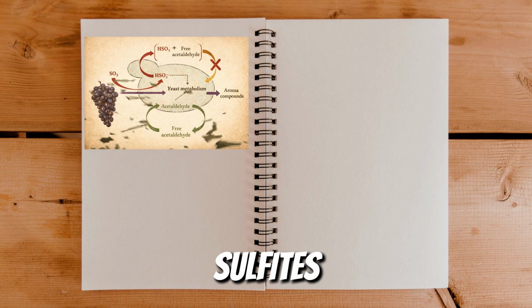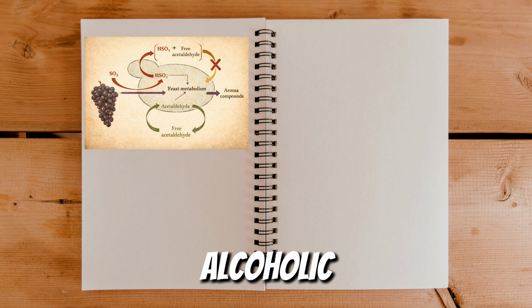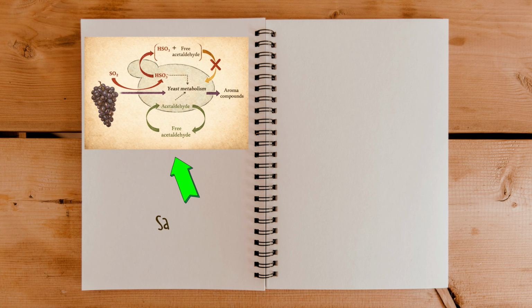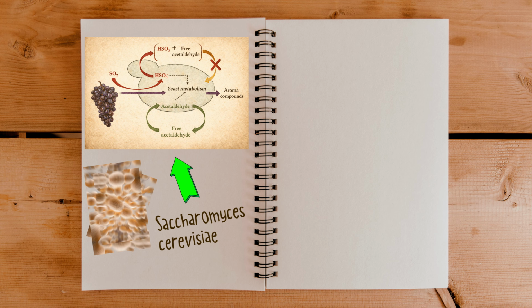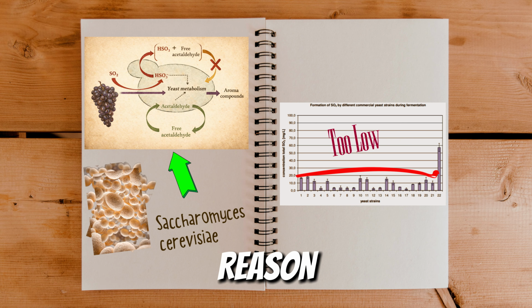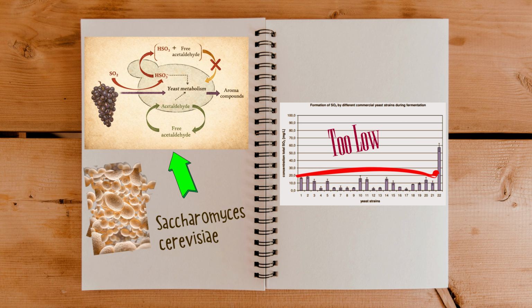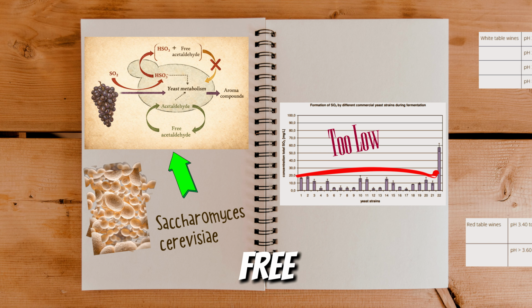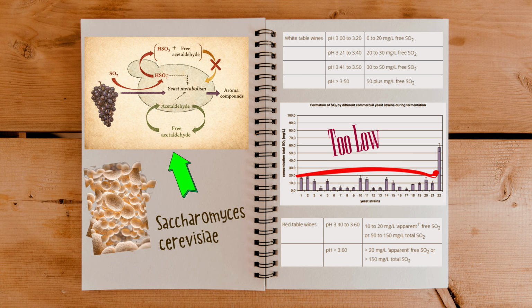Small amounts of sulfites are naturally produced during alcoholic fermentation by Saccharomyces cerevisiae, but these levels are not sufficient for long-term protection. For this reason, winemakers often add controlled amounts to reach specific free and total SO₂ levels, ensuring proper stability during aging and storage.